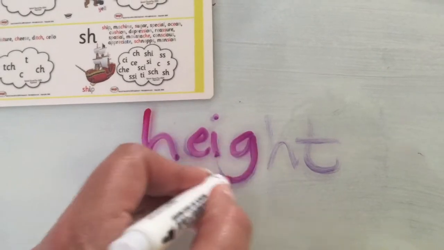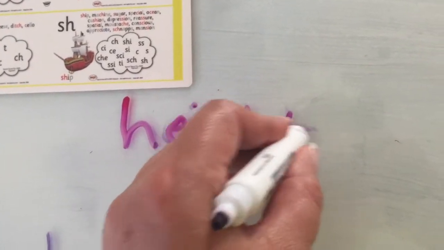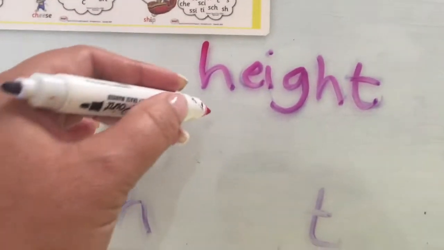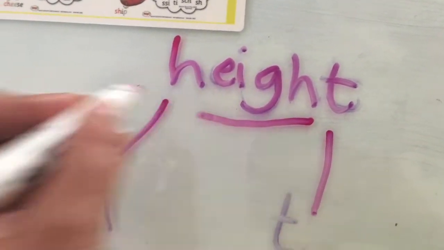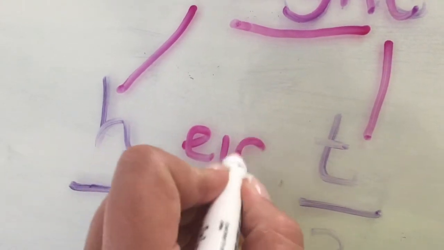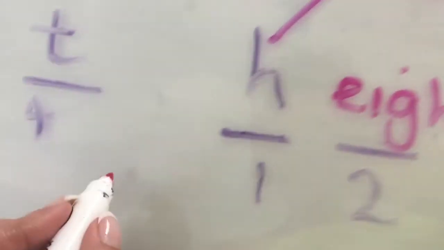So I would give them the word. Okay, now code map it. Well, we know that one's there. We know that one's there. So all of this is the picture for I. So they put it on there. Height.